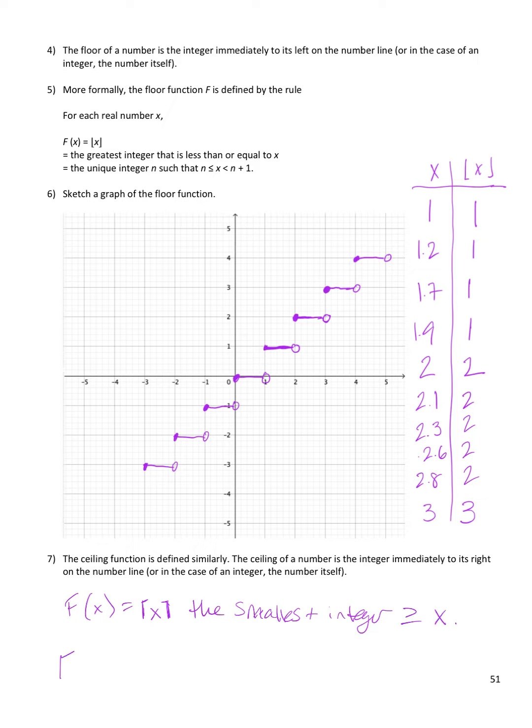So for example, the ceiling of 1.4 is 2. So think of it as a round up function. Always goes up.